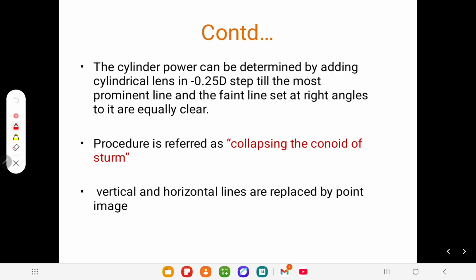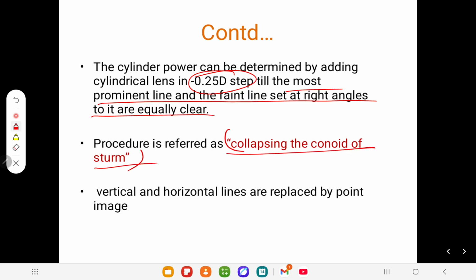Finished. The cylindrical power can be determined by adding cylindrical lenses in 0.25 steps till the most prominent line and the faintest line at right angles are equally clear. That's the point where there is no difference whenever we add more. This procedure is referred to as collapsing the stumps of the cone. Just remember this term, it's a very important term. Whenever you collapse the stumps of the cone, there are no stumps of cone; there is a point focus. The vertical and horizontal lines are replaced by the point image.